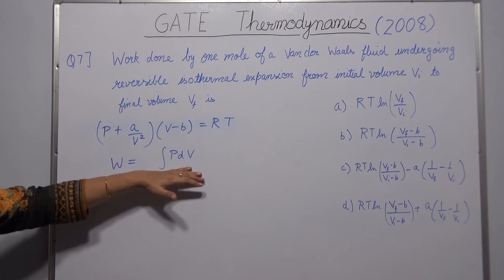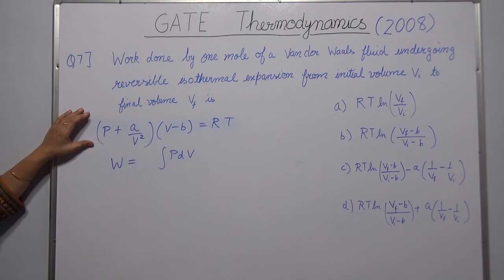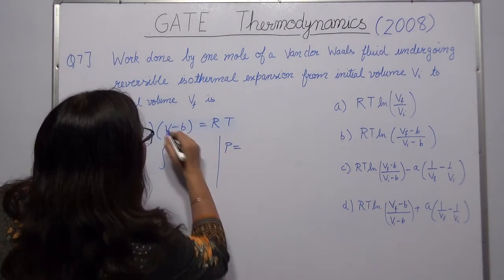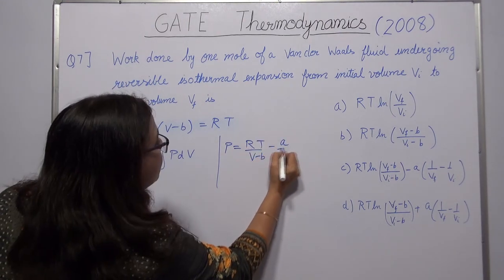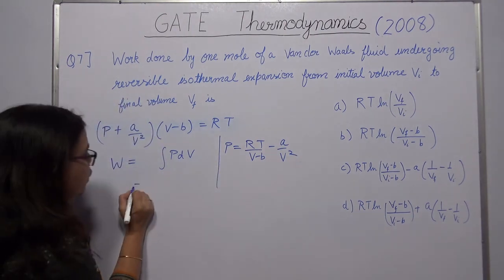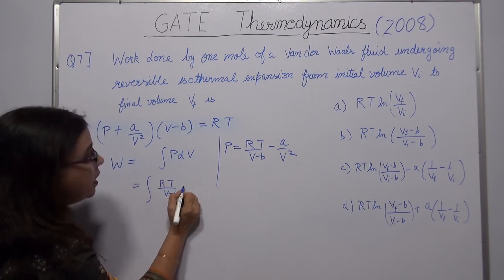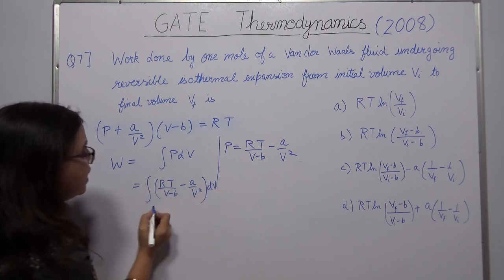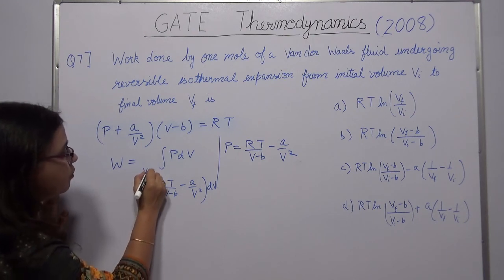For this we will write down the van der Waals equation of state explicitly in terms of P. If you do that, what you get is P equal to RT upon V minus B minus A upon V square. So this is your P. What I will do is plug it over here. So I have RT upon V minus B minus A upon V square, and I will integrate it from Vi to Vf.